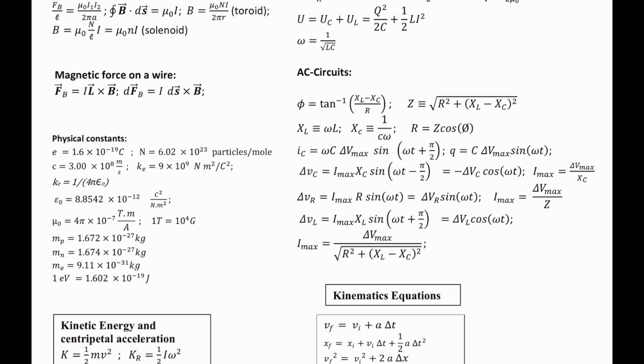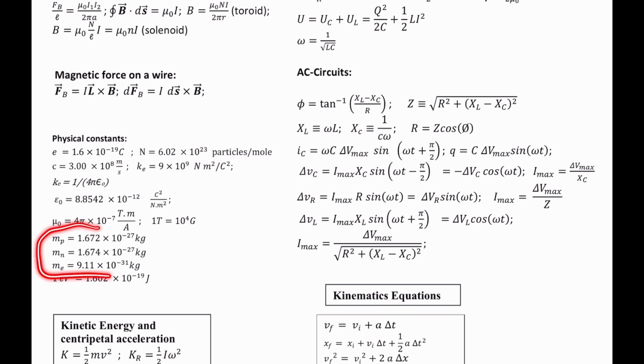Mu naught, permeability of free space, 4 pi times 10 to the negative 7. Different units. Here you have Tesla meters per A, where A is for amps. Like I said, this guy, I don't really know it. Search up on Google what 1 Tesla is in terms of capital G. Just search up 1 Tesla equals 10 to the 4 G. 10 to the 4 is 10,000, I think. Just search up 1 Tesla equals 10,000 G. What are the units? And you'll figure that out.